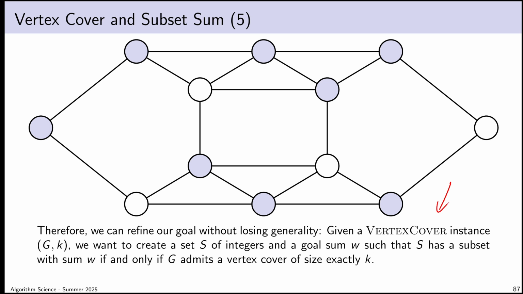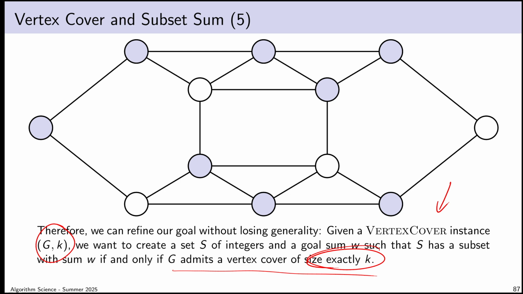Given a vertex cover instance G, K, I want to create a set of integers S and a goal sum W such that S has a subset with sum W if and only if G has a vertex cover of size exactly K. So I have to find some way of turning this pair of graph G and bound K into a set S and a goal sum W.